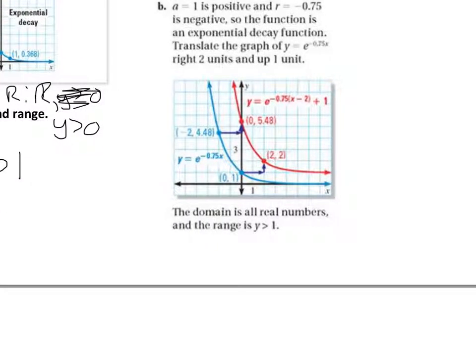See how we have the original function? See how it moved? Right 2, up 1. The domain is all real numbers. The range is y is greater than 1. Okay? So let's take a look at some more problems.